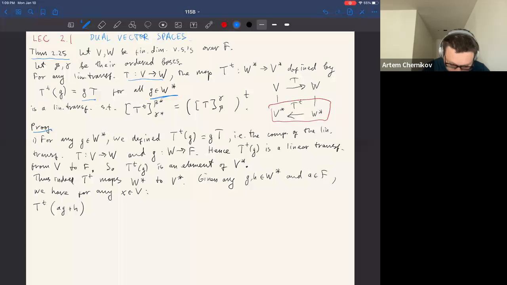Note that this is, of course, an element of the vector space W star. So this is going to be a functional, an element of V star. So the whole thing belongs to V star, as we just discussed. It is a function from V to F, so it makes sense to evaluate this function on a vector x in V. Since it's a function from V to F, we can apply it to x and see what happens.